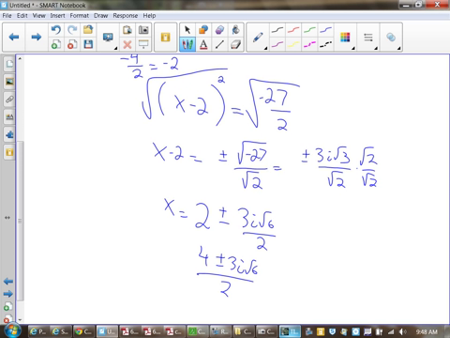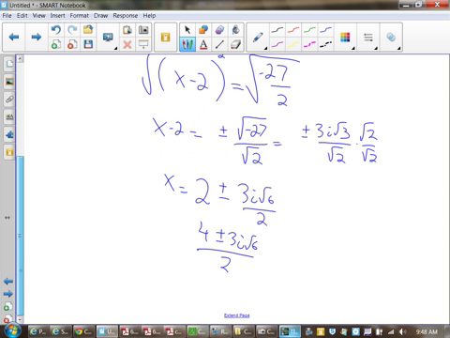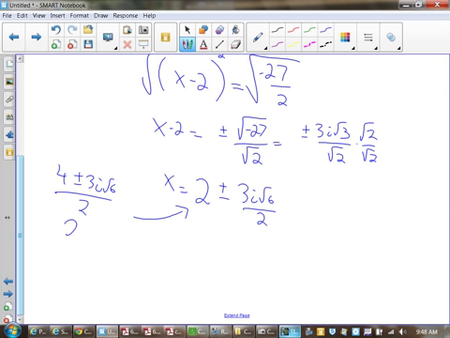Wait, so it can be 2 or 4? Here's what happens. The solution sets that they were giving you is that they got a common denominator and rewrote it out like this. Because this is the exact same as that, because if you break this apart, you get 4 over 2 plus or minus 3i root 6 over 2, which is that. I don't put my answers like that because it's already kind of simplified here. It's not a big deal.